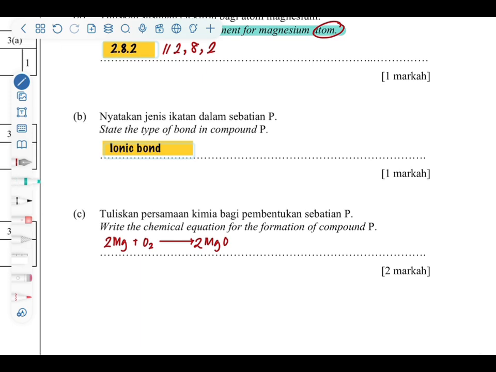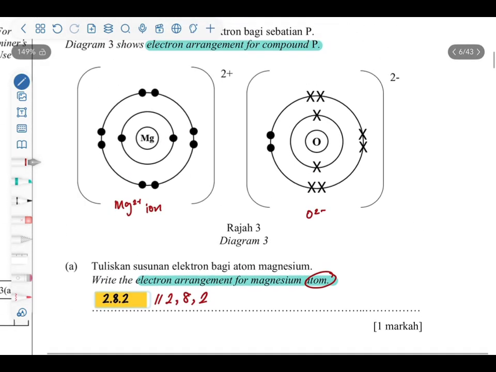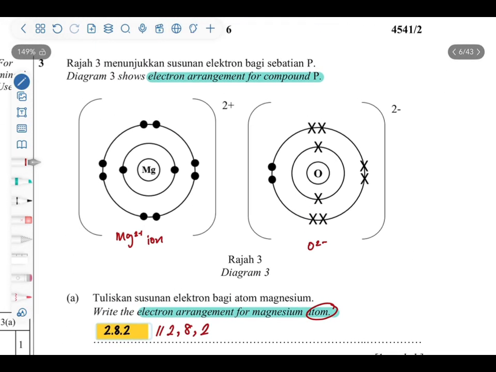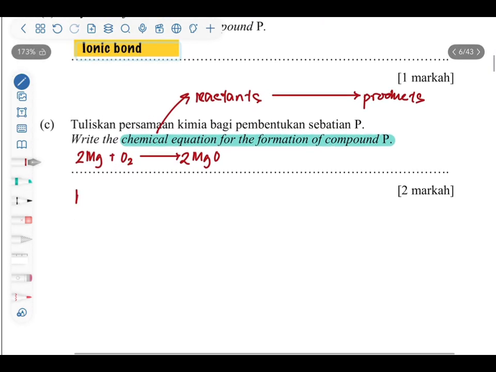So many students will be confused about how to write the chemical equations for the formations of compound P. So you need to know, for a chemical equation, we have reactants, and then it will undergo the chemical reaction and become products. So this is the formations for compound P, and sure you will know this is actually magnesium oxide. So the reactants that are involved will be magnesium and oxygen. So just copy down the magnesium, react with oxygen.